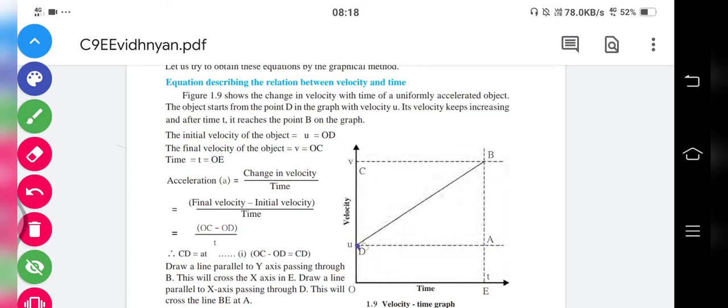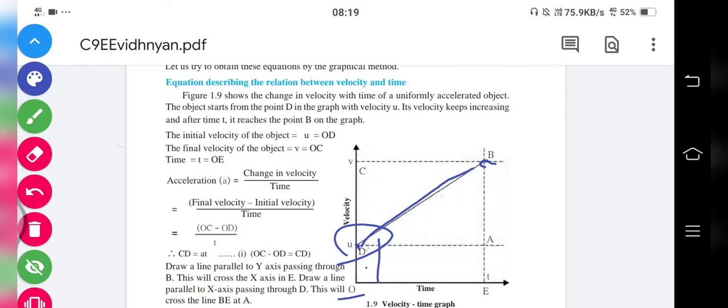The object starts at time zero with velocity u. Here is the velocity u, so from this to this the velocity is u. Its velocity keeps increasing as time t passes. So as time passes, the velocity increases like this and reaches point B. The initial velocity of the object is u, and the starting point is denoted by OD. This is the point O, the origin, and this is the point D.